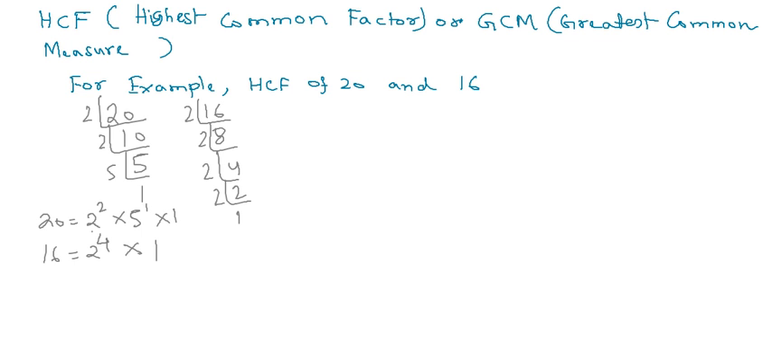Here we can take 2 square common from both 20 and 16. So HCF equals 2 square, and here we cannot take 5 because 5 is not there in 16. We can take here 1. So 2 square multiplied by 1, we have 4. So 4 is the HCF.